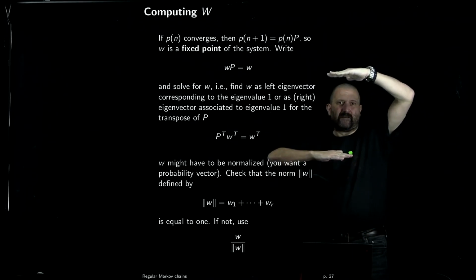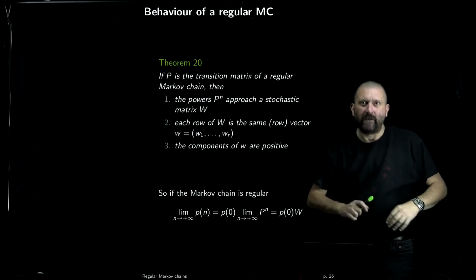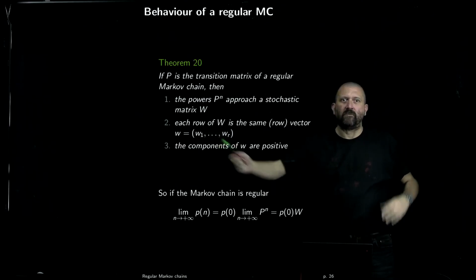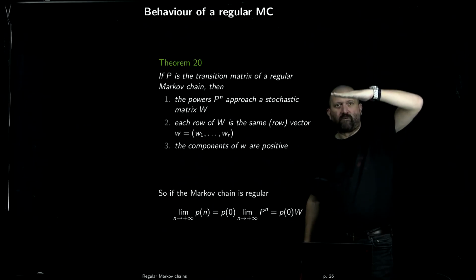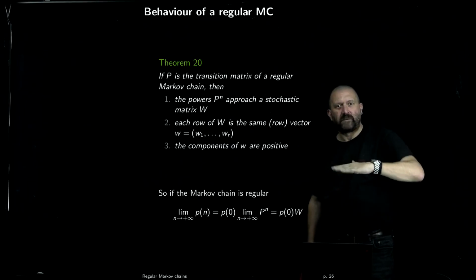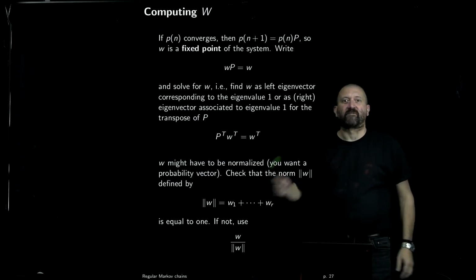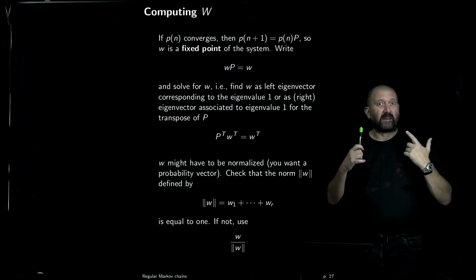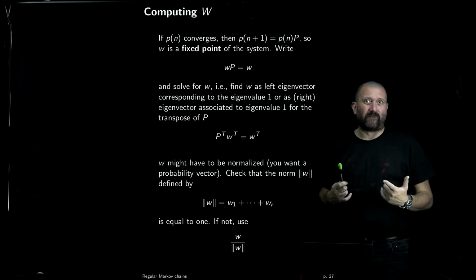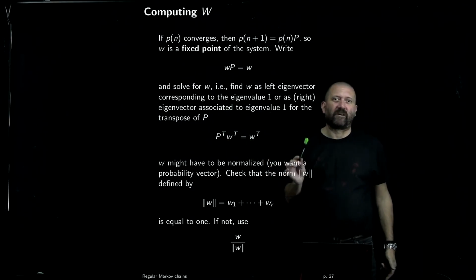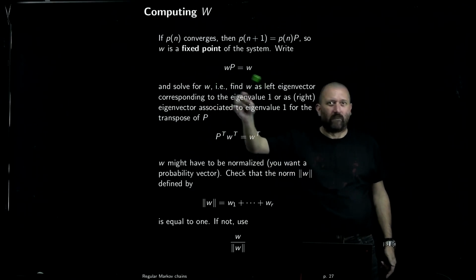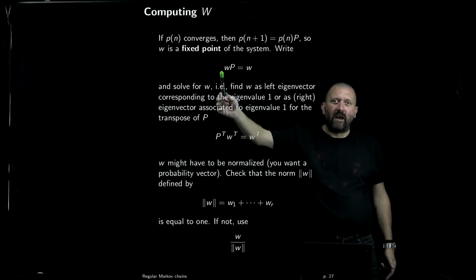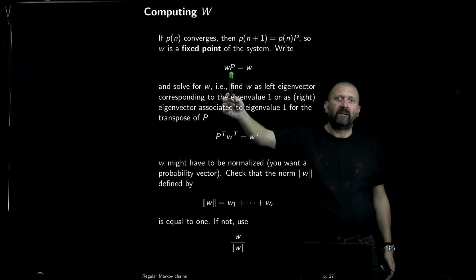Remember that the matrix W consists of rows that are all the same. So I'm going to extract one of those rows, and that is what we call a fixed point. The fixed point equation typically takes the following form, which is very common: W times P equals W.